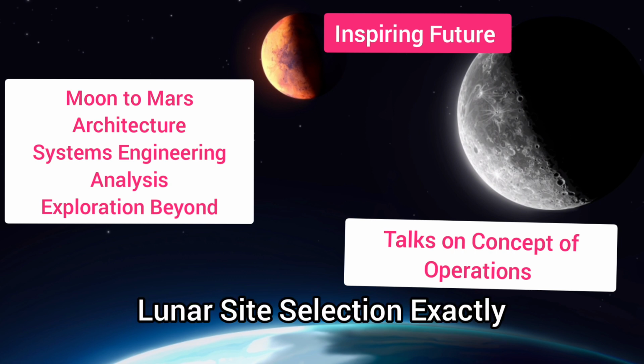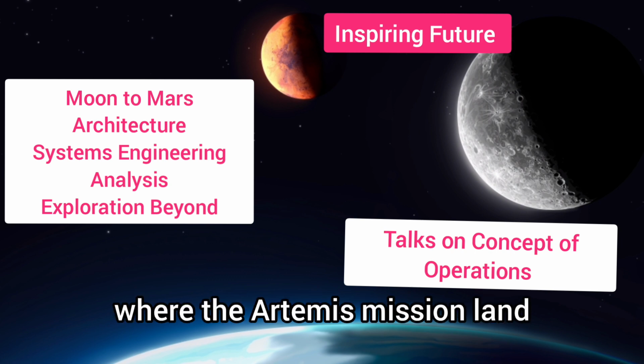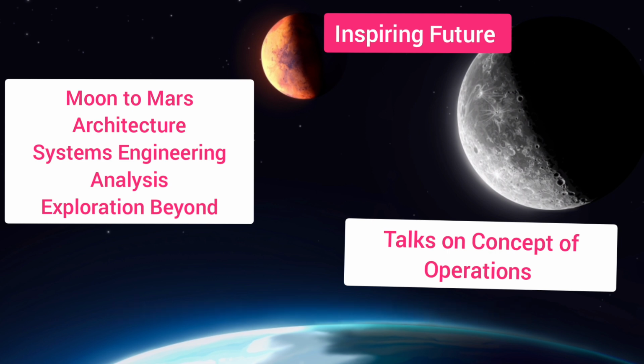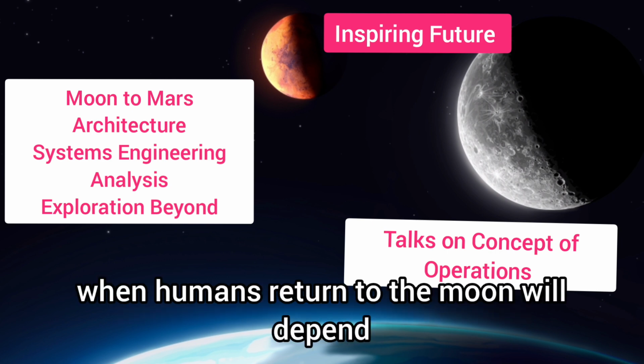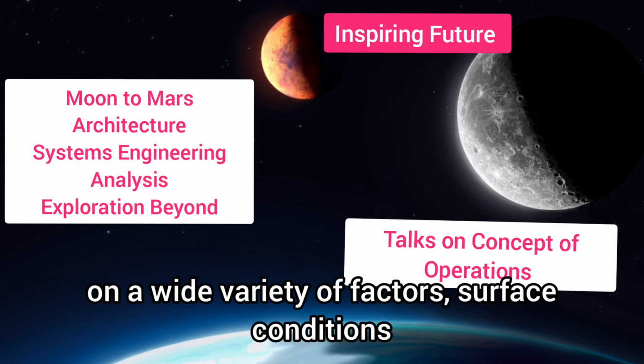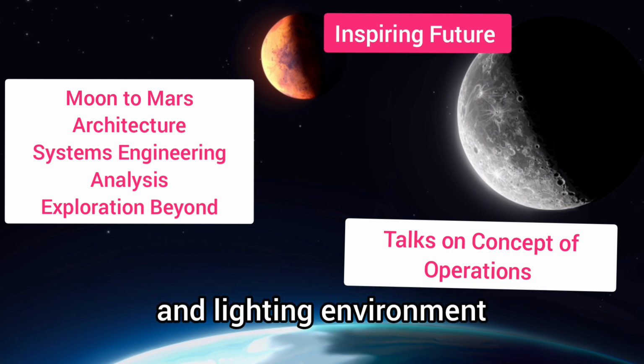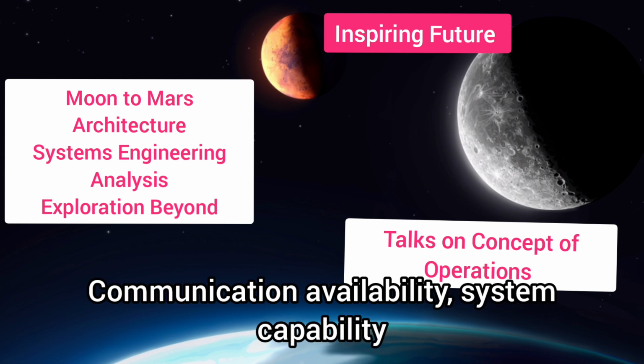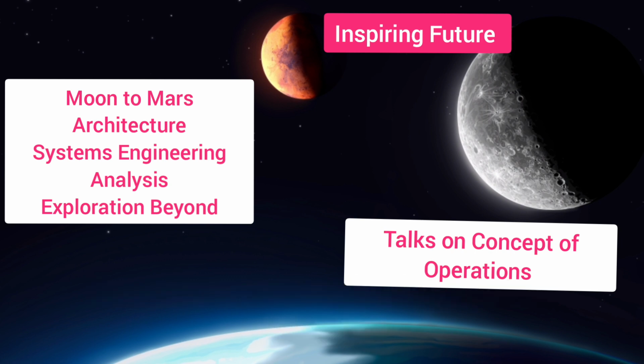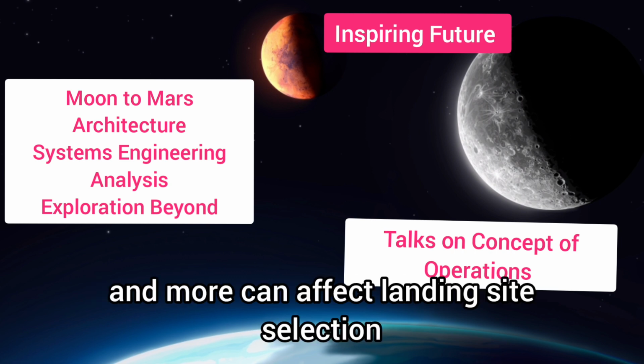Lunar site selection. Exactly where the Artemis mission will land when humans return to the moon will depend on a wide variety of factors: surface condition, science objectives, lighting environment, communication availability, system capability, and more can affect landing site selection.